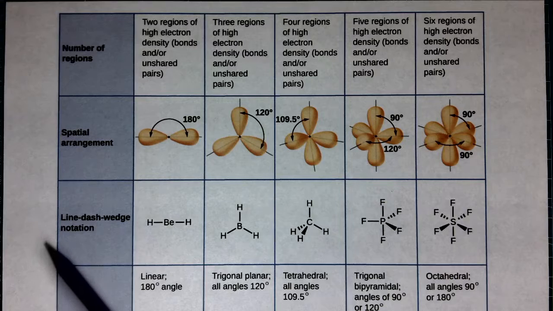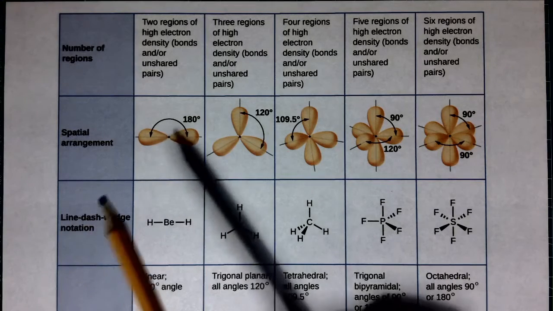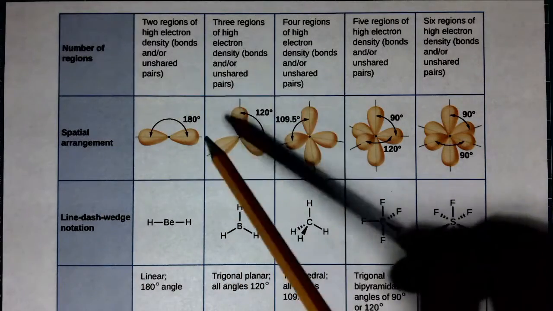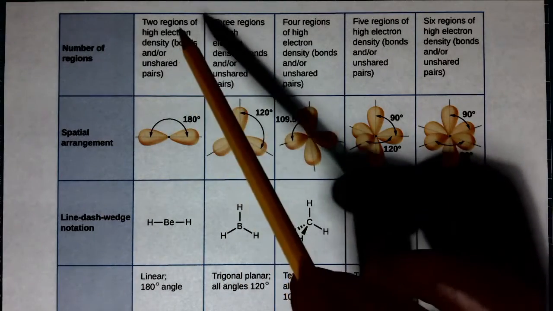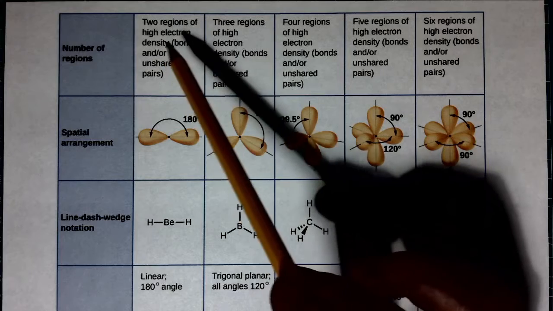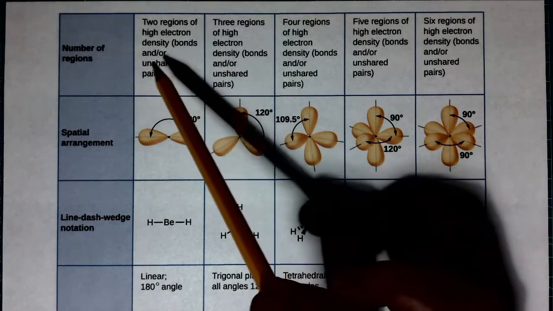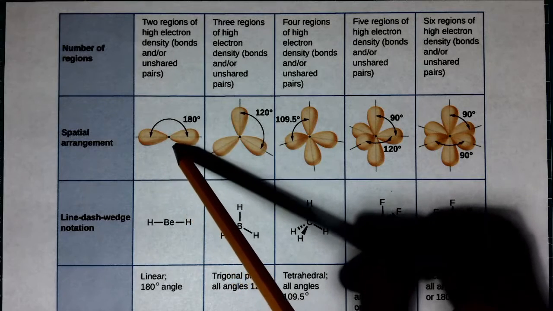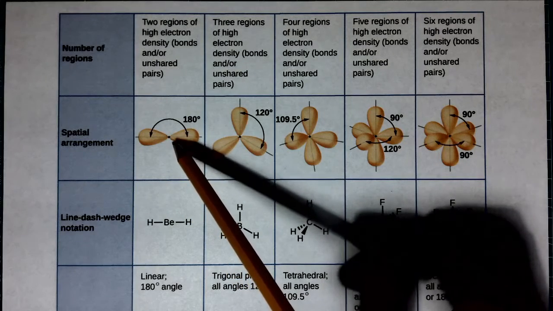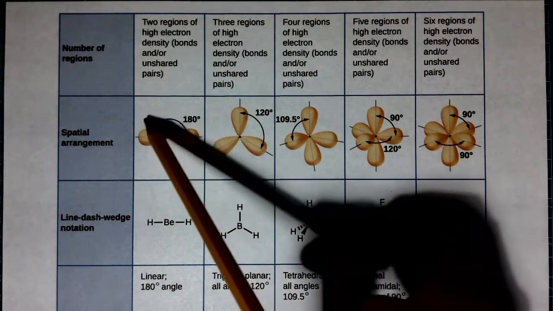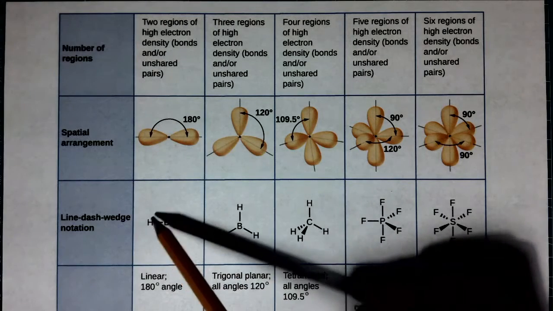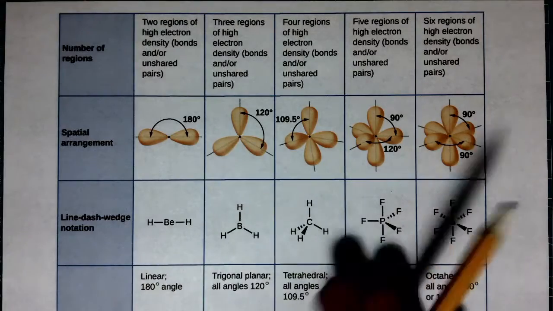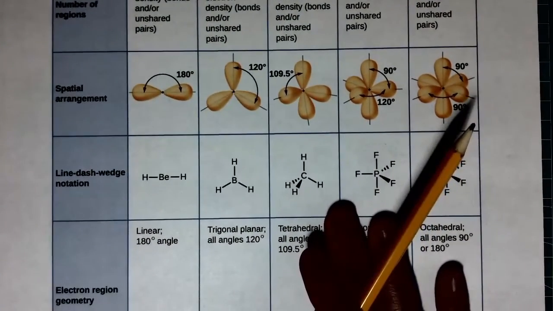If we take a look at this table, we can see some of the different arrangements that are possible. So when we have two regions of high electron density, bonds or unshared pairs, then we're typically going to see something that looks like this, where the two guys here are 180 degrees away from each other, and everything is linear in shape.